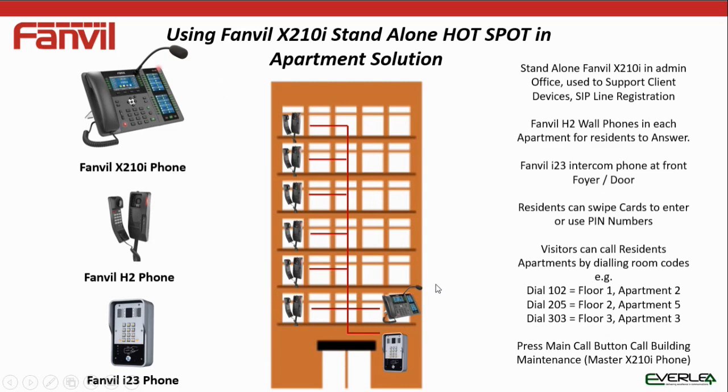So here's your 210i. It's actually got the I-23 registered to it, and in this case I'm just using the Fanvil H2 wall phones, because it's simply for anybody who wants to walk up, they can dial the extension number or the intercom phone for that particular apartment. They can answer it and say, can I come in? Sure, no problems at all. Buzz open the door, which is controlled by here. We can actually use prox cards for residents if we so wish, or even PIN numbers. This is using the hotspot on the X210i at its most basic level.